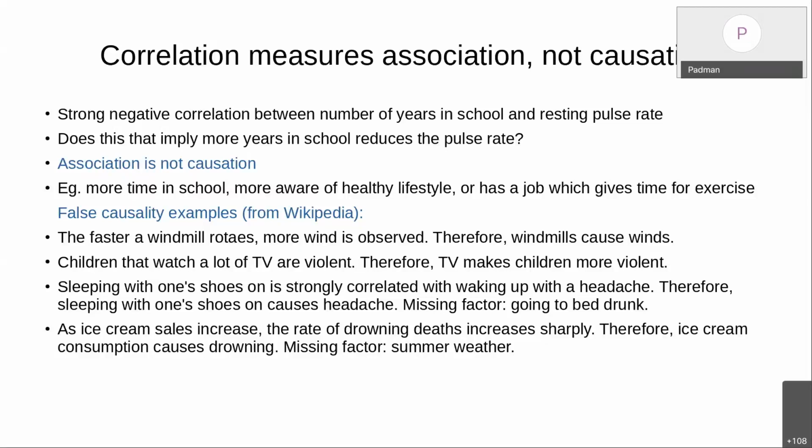Like the weather in summer. So you're saying some weather in summer is causing more deaths. Can you conclude that? Again, there may be other factors.